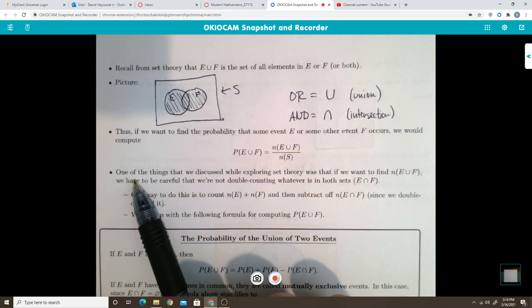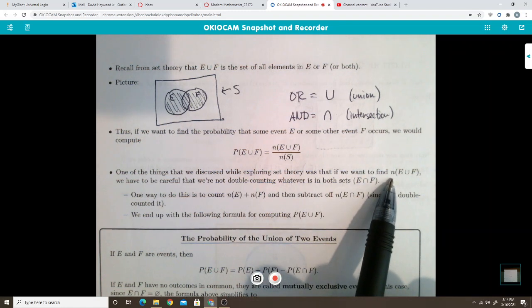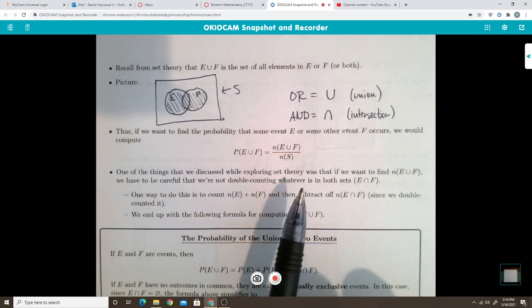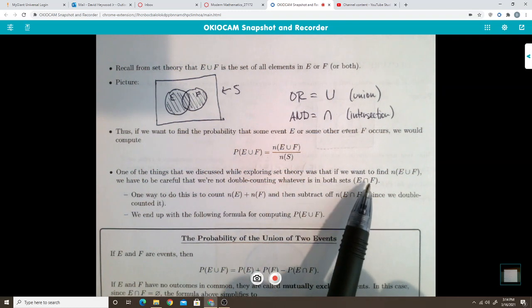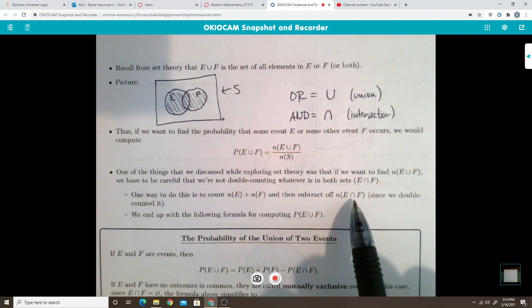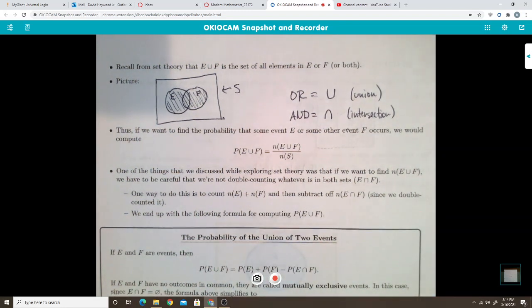Now, when we were doing set theory, one of the things that we discussed, I think it was probably a homework problem, was that if we want to find the cardinal number of E union F, we have to be careful that we're not double counting whatever is in the intersection. So one way to do this would be to count the cardinal number of E, and then count the cardinal number of F, and then add them up, but then subtract off what they had in common because we've double counted it. So, in other words, what I'm saying is this.